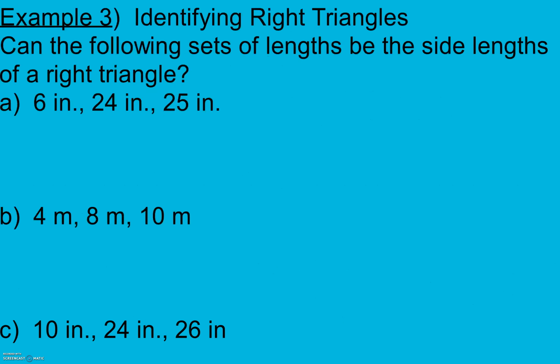So here we're going to figure out if any of these sets of side lengths can be right triangles. So in order to know that, guys, we can use the Pythagorean theorem. So if a squared plus b squared equals c squared, then yes, it's a right triangle. So when we do this, guys, we can pick any 3 sides. The only thing that matters is that our biggest number goes in for c, our hypotenuse. So 6 squared plus 24 squared equals 25 squared.